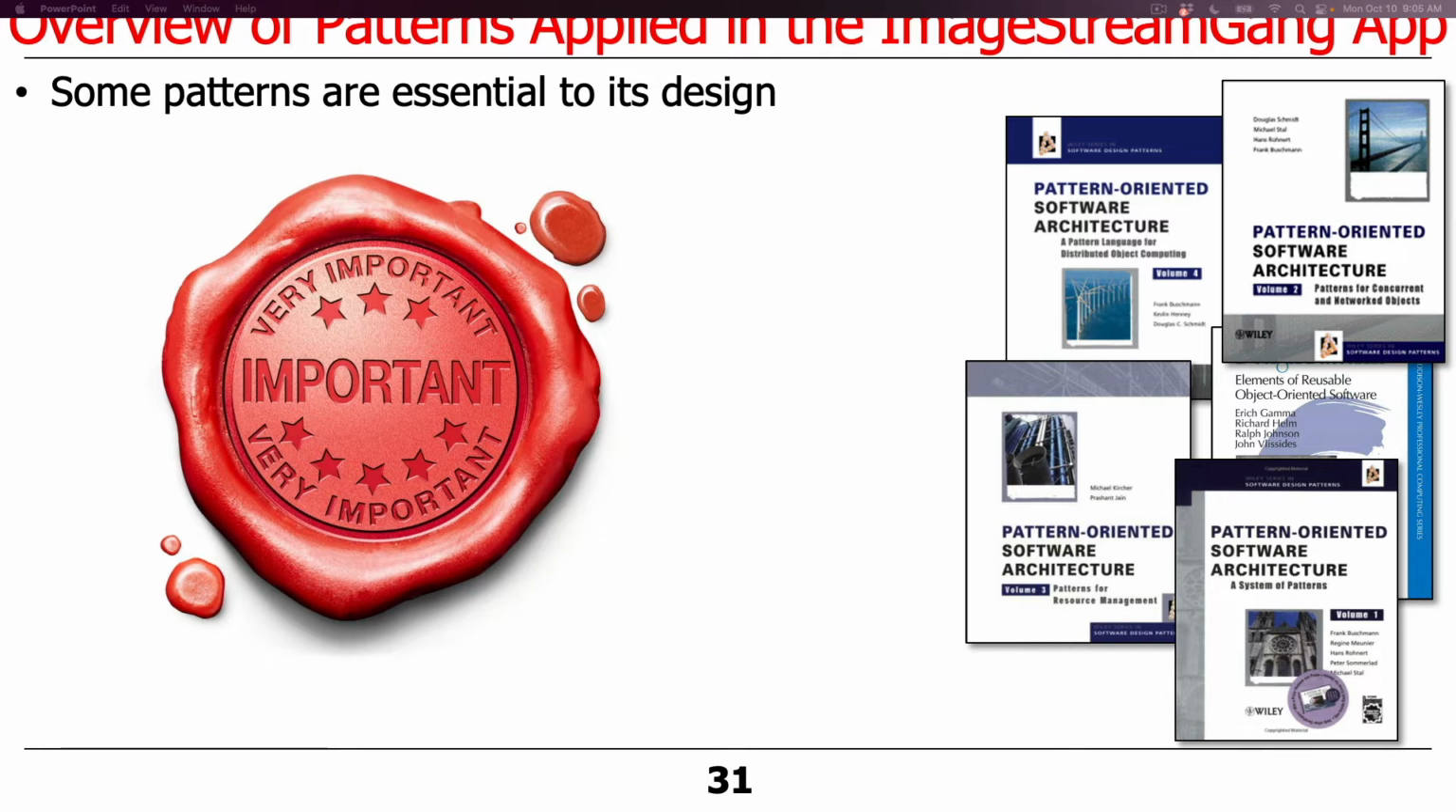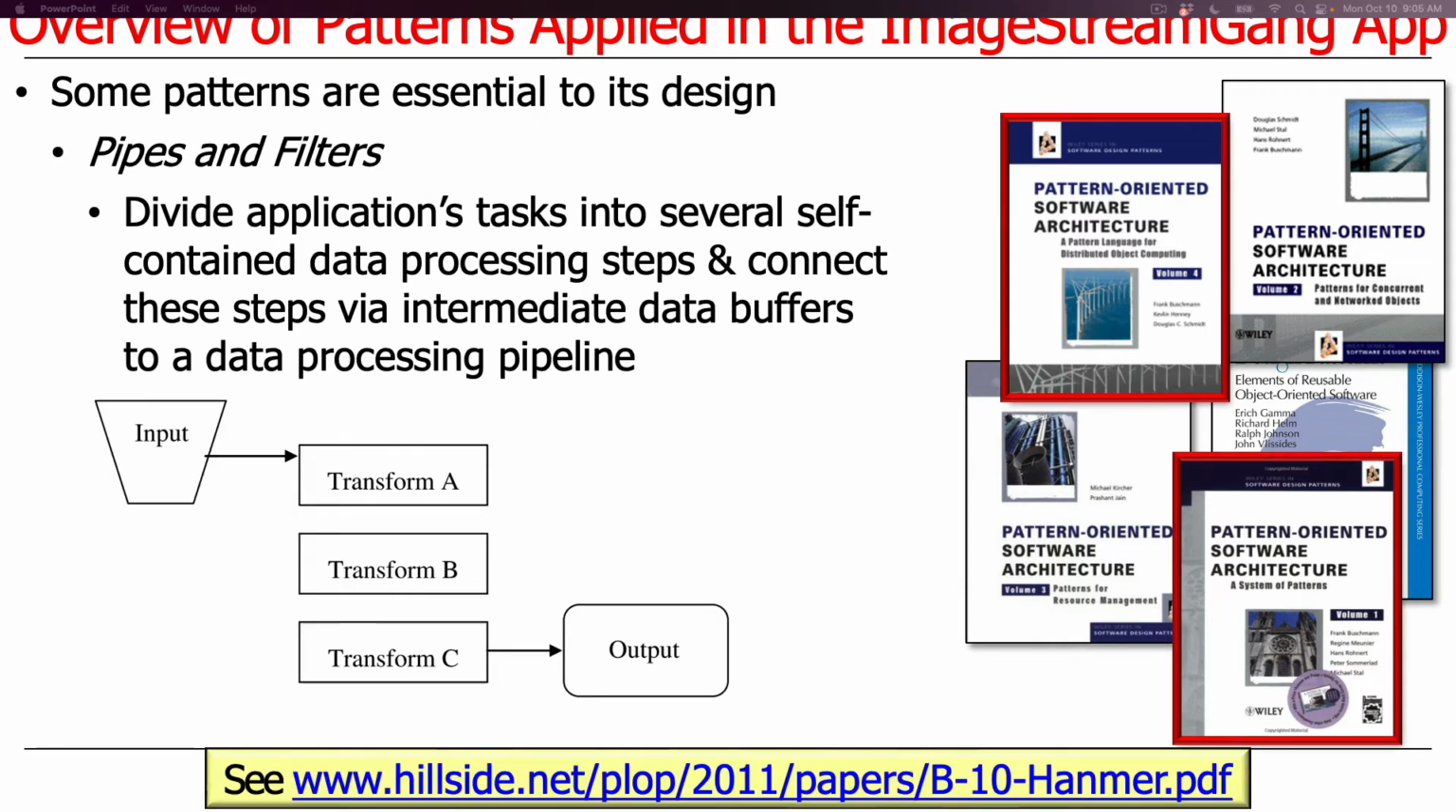Some of the patterns are very essential to the design. You really can't get very far without understanding these patterns. So one of the most obvious ones when dealing with streams and parallel streams is the classic pipes and filters pattern. And pipes and filters was originally documented in the POSA 1 volume called A System of Patterns. And then it also appears again in abbreviated form in the POSA 4 Pattern Language for Distributed Object Computing book. If you don't have either of those books and you want to learn about this pattern, take a look at this particular link, which was an article written by a colleague of mine named Bob Hanmer, who talked about pipes and filters.